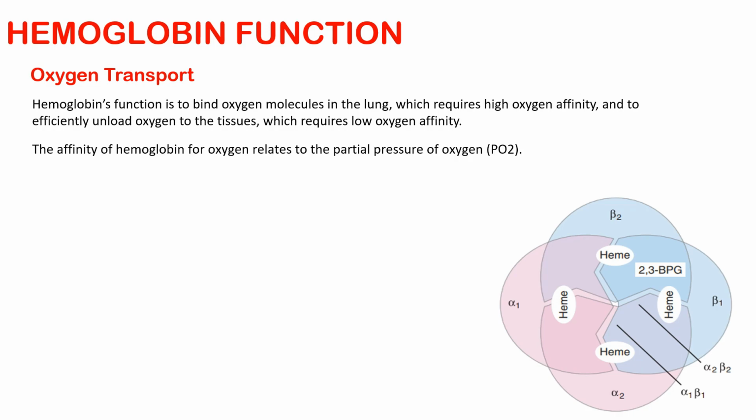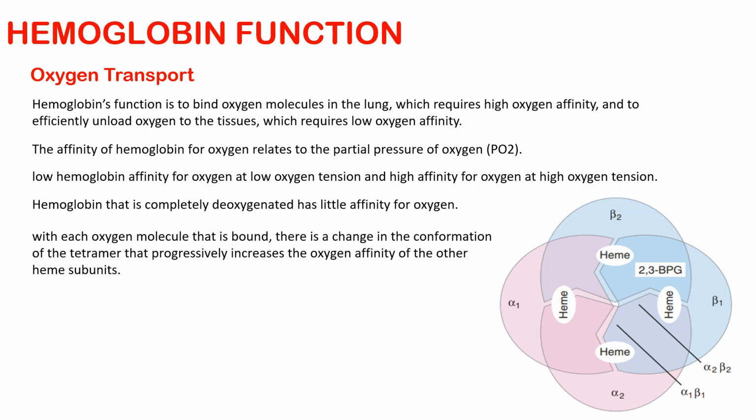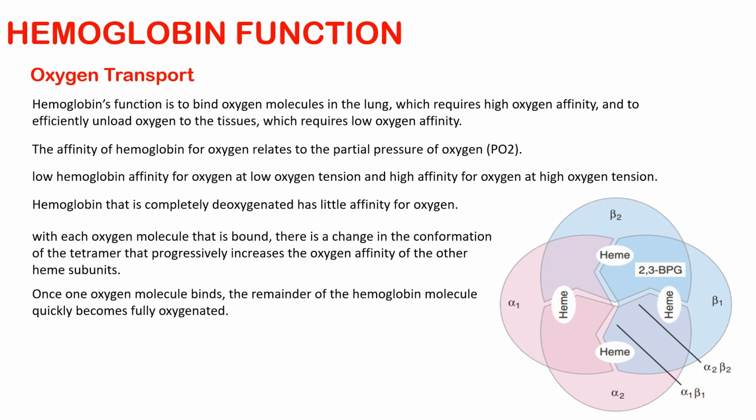The affinity of hemoglobin for oxygen relates to the partial pressure of oxygen, PO2. Hemoglobin has low affinity for oxygen at low oxygen tension and high affinity for oxygen at high oxygen tension. Hemoglobin that is completely deoxygenated has little affinity for oxygen. With each oxygen molecule that is bound, there is a change in the conformation of the tetramer that progressively increases the oxygen affinity of the other heme subunits. Once one oxygen molecule binds, the remainder of the hemoglobin molecule quickly becomes fully oxygenated.